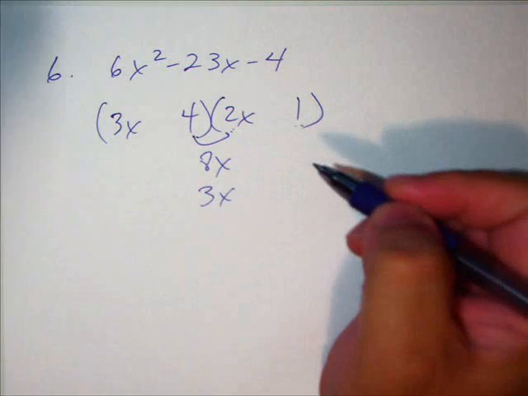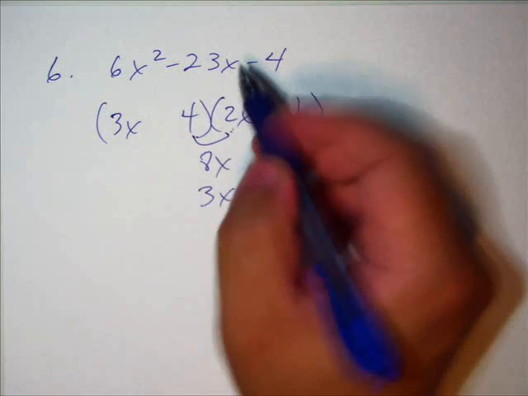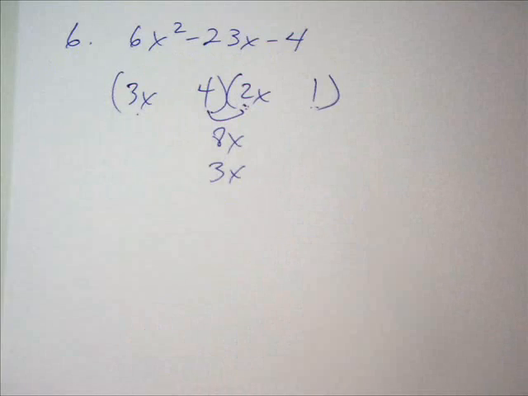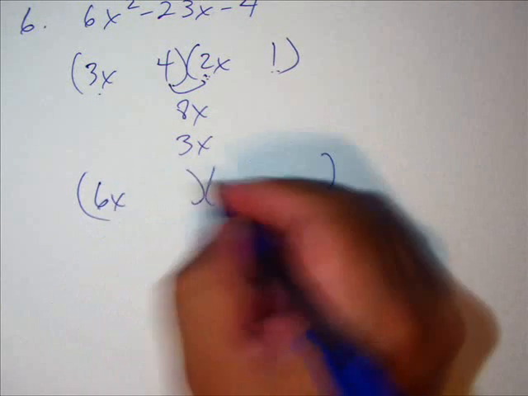Outside is 3. Ugh, this is way too small to reach 23. So maybe my original factors are wrong. So abandon the 3 and the 2, and go with the 6. 6x and the x.